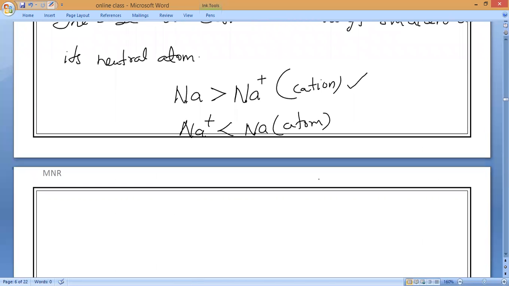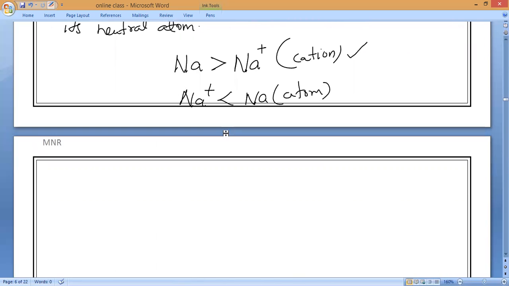Now, let us go for the second type of ions, which we will call anions. What is the second one, everyone?